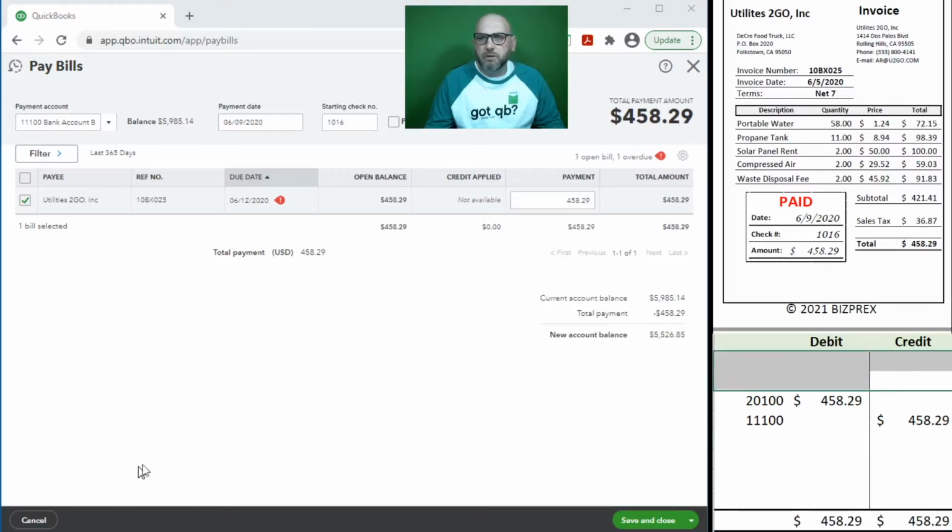So this is what we're actually booking. Okay, this amount becomes a credit to account 11,100, and it is a debit to account 2,100. We're reducing the liability, accounts payable, and we're reducing our bank account balance right here.